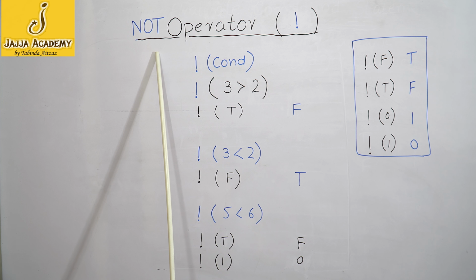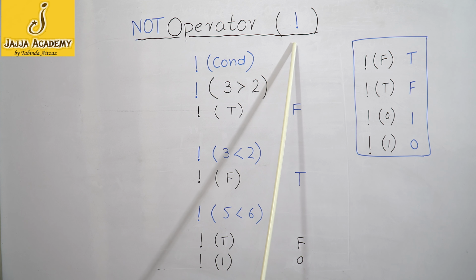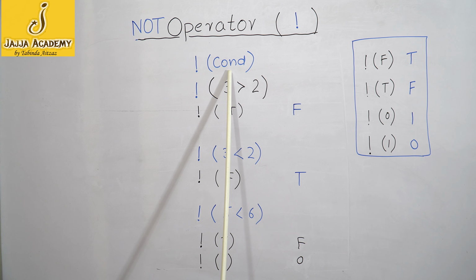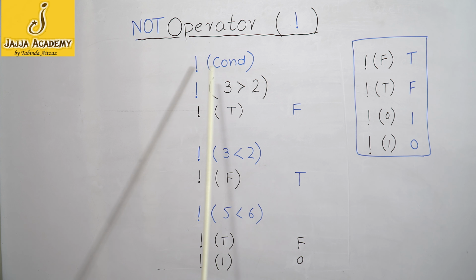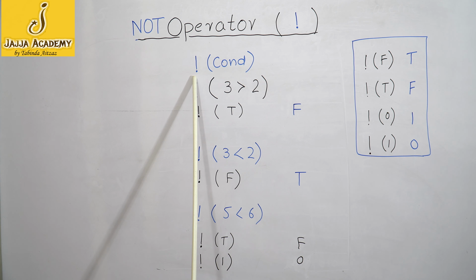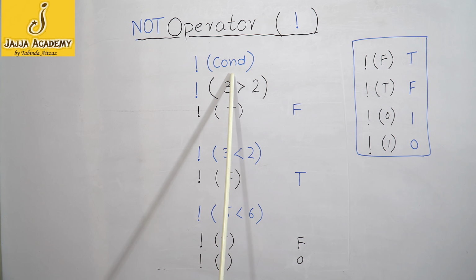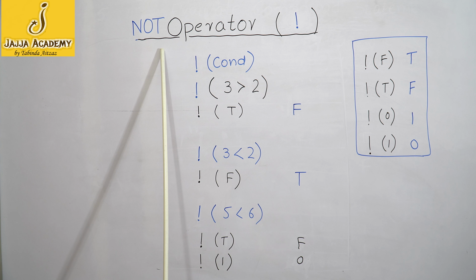The third logical operator is the NOT operator, and it is represented by an exclamation mark. The NOT operator is applied on a single condition. The operators applied on a single condition or single operand are known as unary operators, and NOT is a unary operator, so it will be applied on one condition. The NOT operator is also known as the inverter operator or simply inverter because it inverts the results.